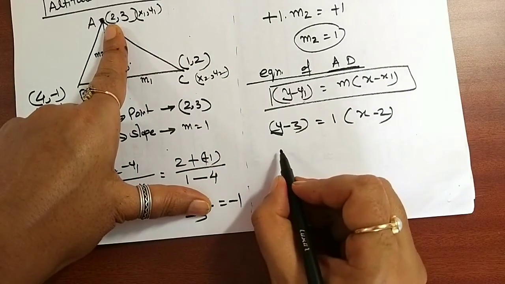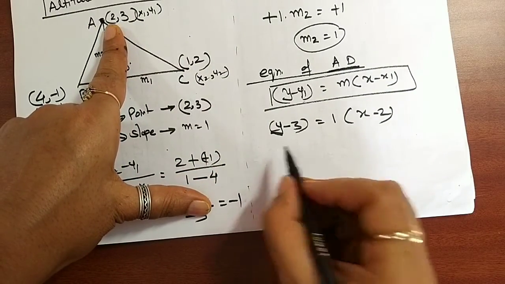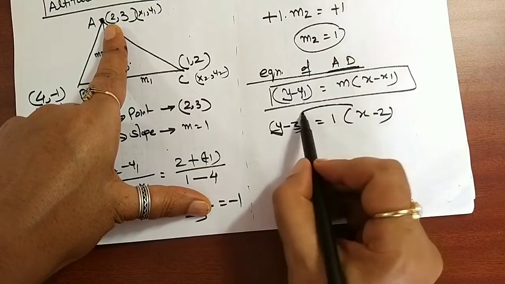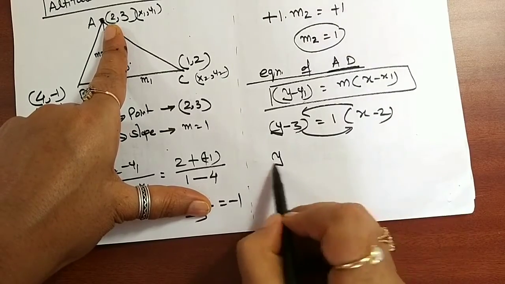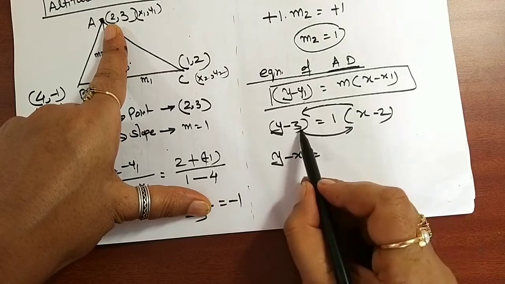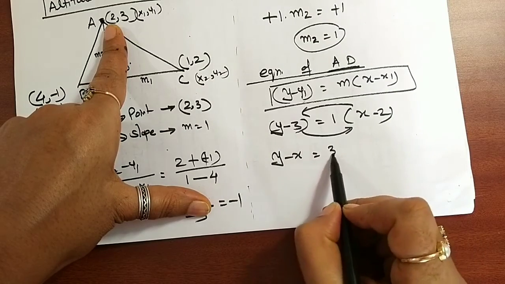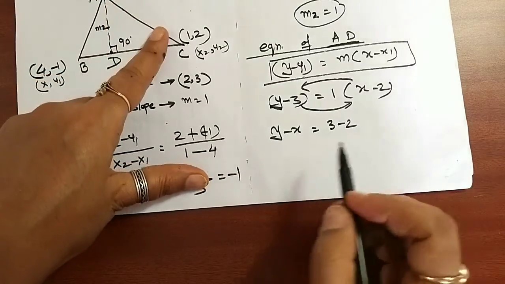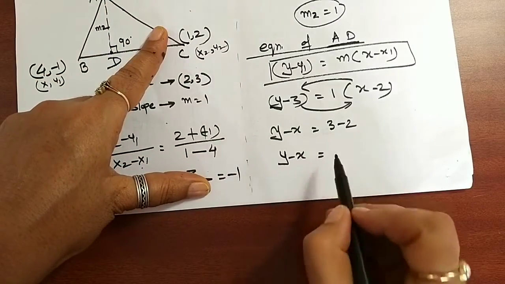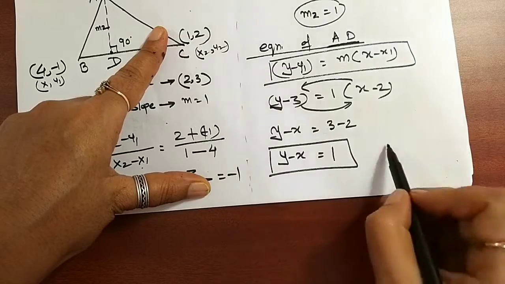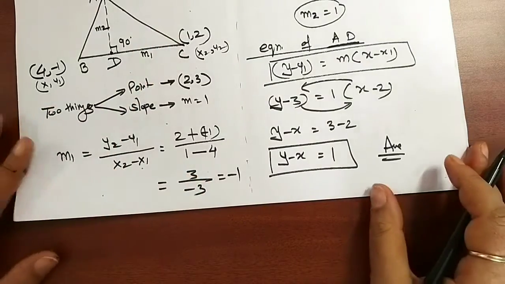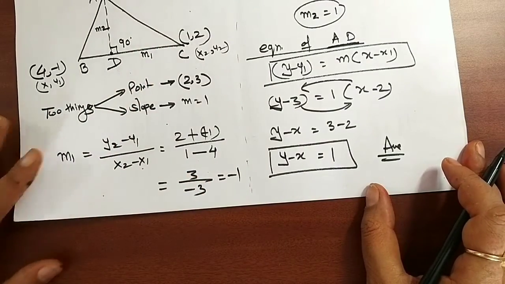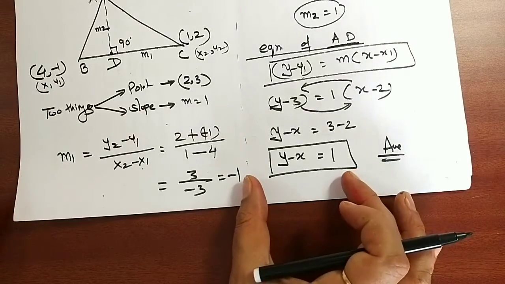Let me simplify. So this I will try to take x here and 3 there. So y minus x is equal to, suppose I am taking 3 here, so it will become plus 3 minus 2. It was already there, right? So I am getting y minus x is equal to 1. This is my answer. Okay, you can just leave it here. Don't play a lot with this. So this is your equation, guys.